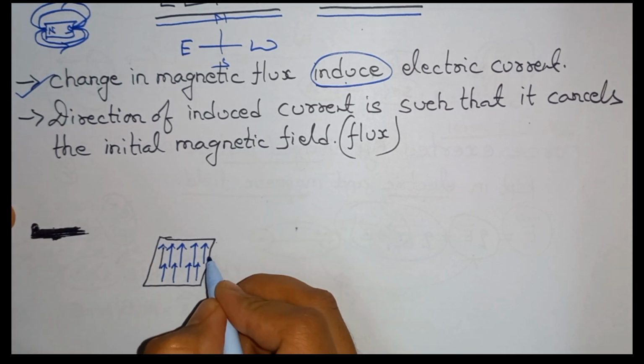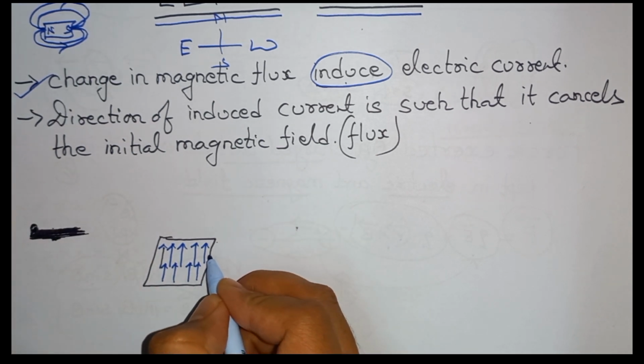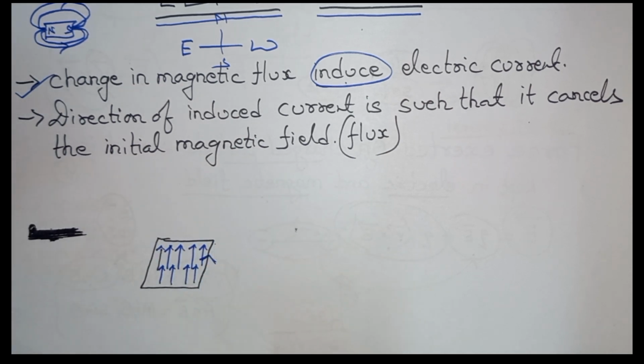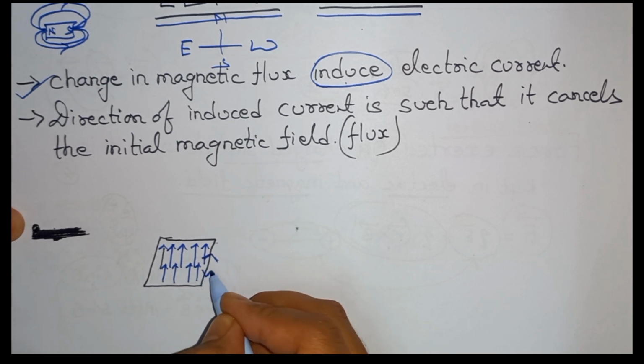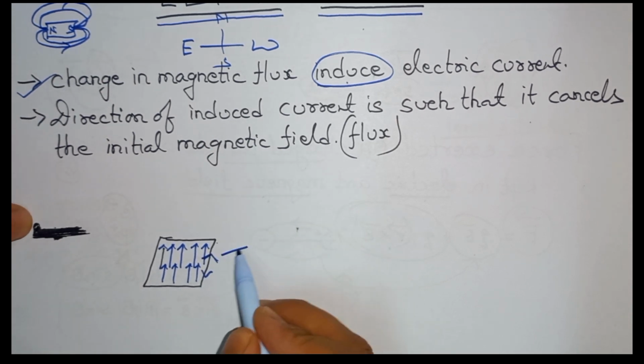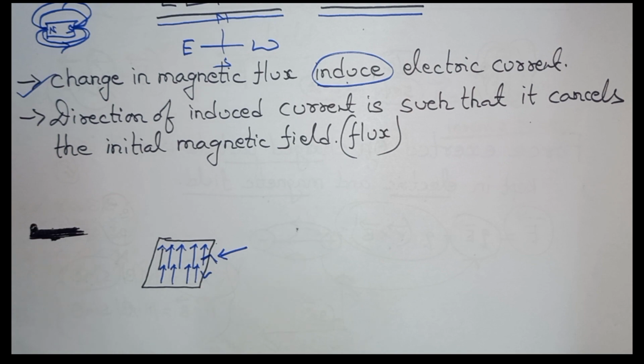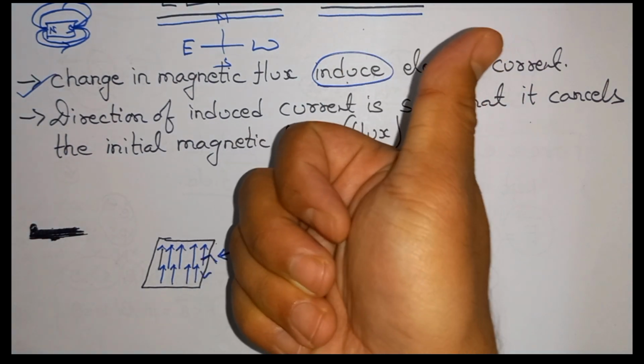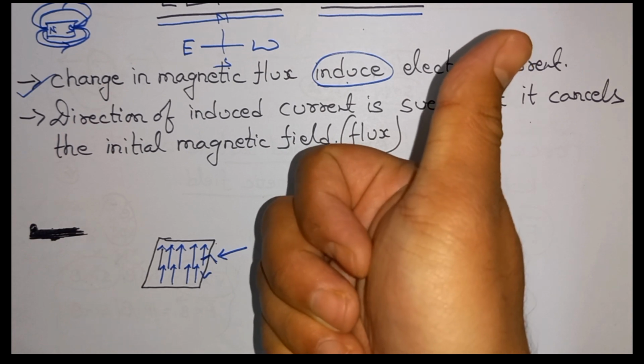Now in which direction will the current be induced? Let us suppose the current will be in the forward direction, this direction, or the current will be induced in the backward direction. Now we will talk about the forward direction at first. If the current is induced in the forward direction, then we need to take the right hand thumb rule.